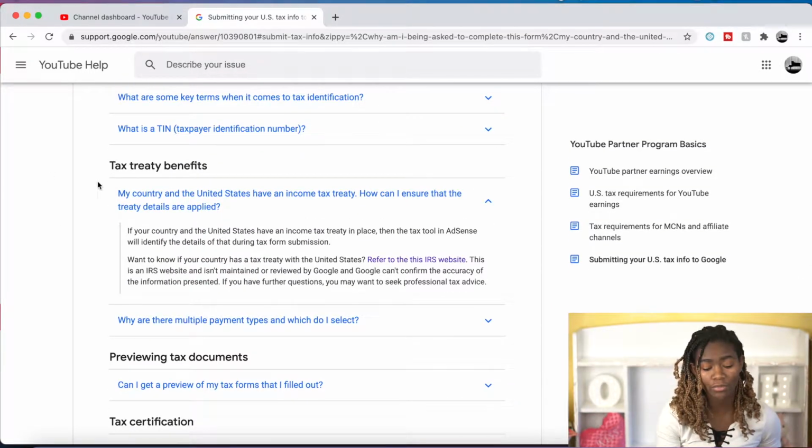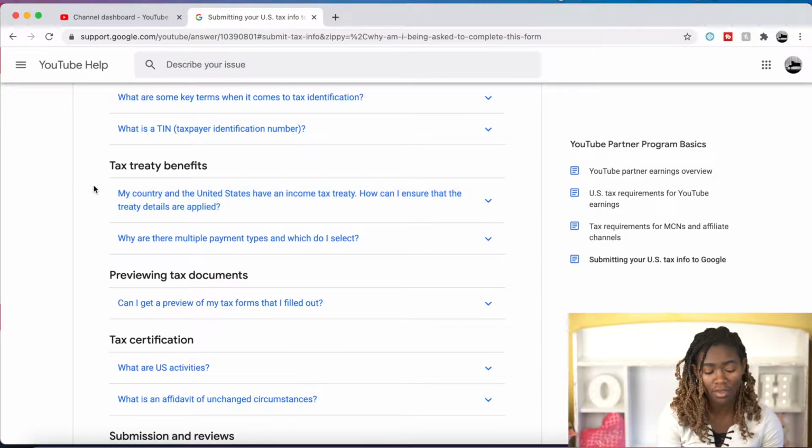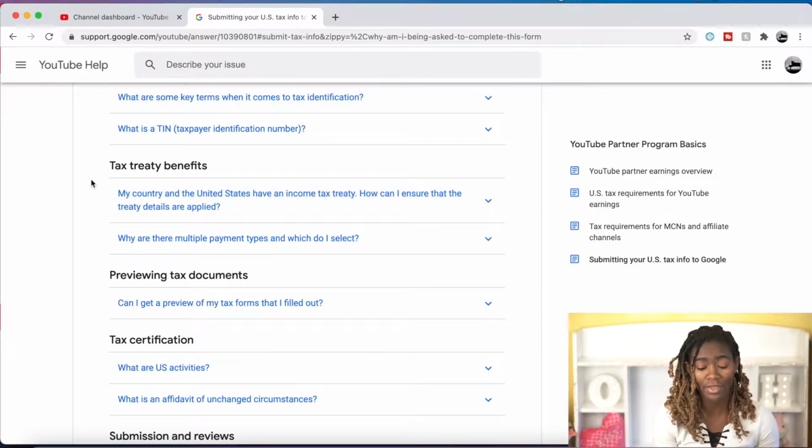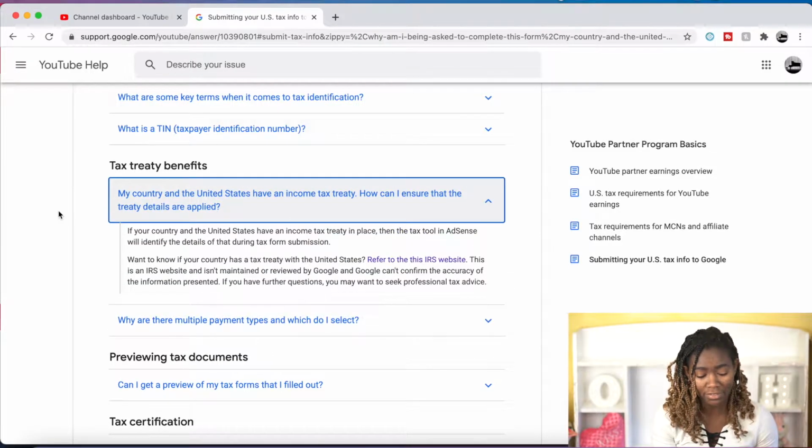However, I was scrolling through it and I came across this section of tax treaty benefits. And then it says, my country and the United States have an income tax treaty. How can I ensure that the treaty details are applied? So I opened it and it says, if your country and the United States have an income tax treaty in place, then the tax tool in AdSense will identify the details of that during tax form submission. Want to know if your country has a tax treaty with the United States? Refer to the IRS website.